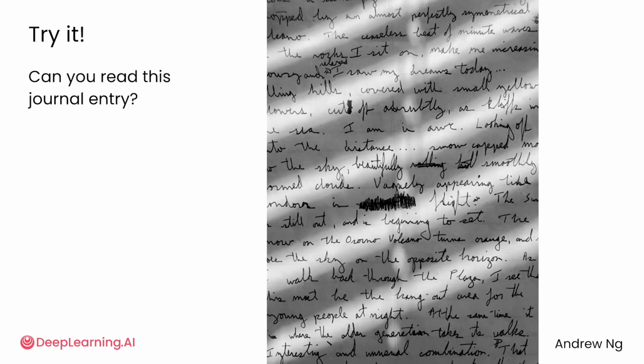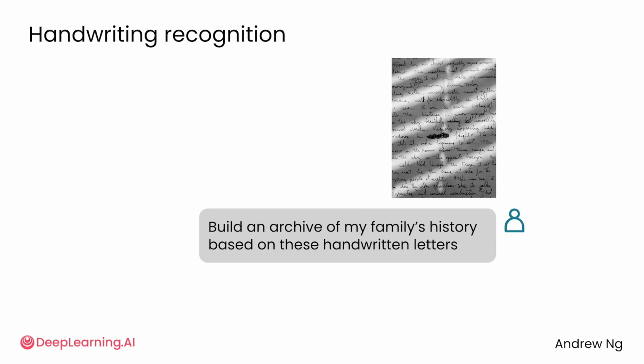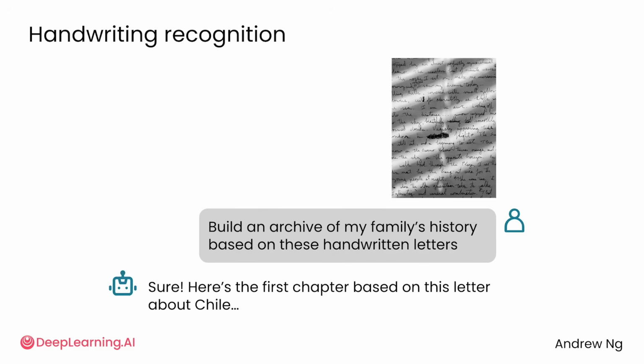And AI turns out to be pretty good at even reading handwritten text. If you upload a picture like this to AI and ask it to transcribe it, it does a pretty decent job. Feel free to try reading this cursive handwriting yourself to see if you can outperform the AI. And so if you upload an image like this and write a prompt like build an archive of a family's history based on these handwritten letters, I wouldn't trust it to read everything completely accurately, but it might take a reasonable stab at this task.